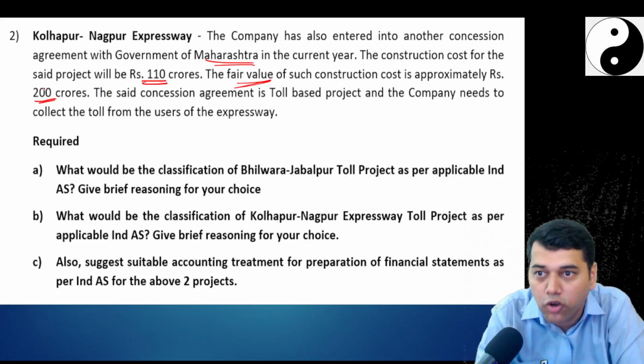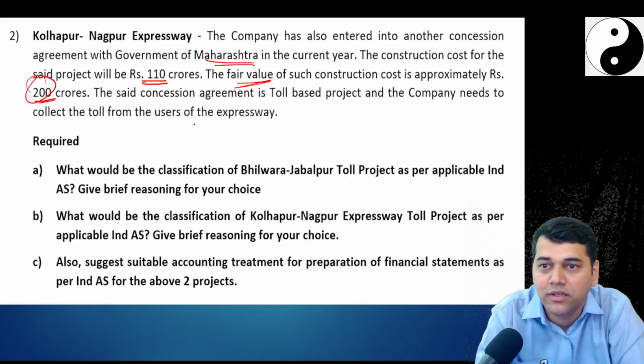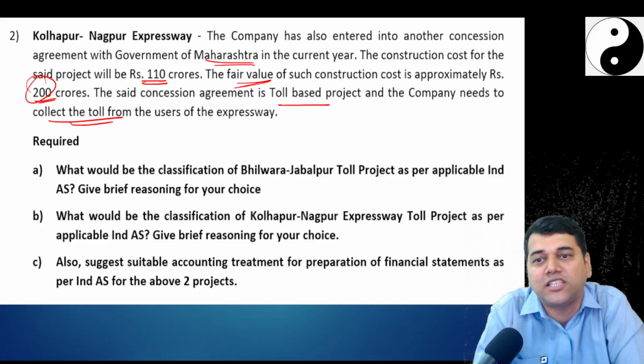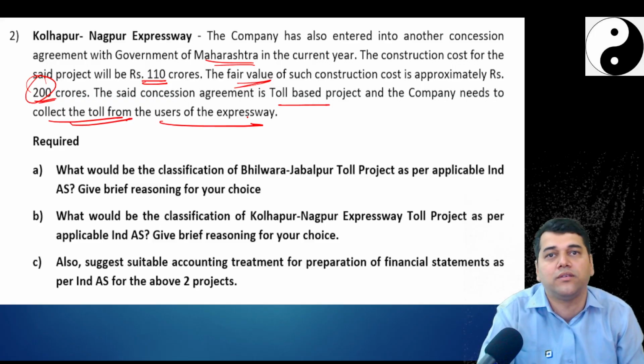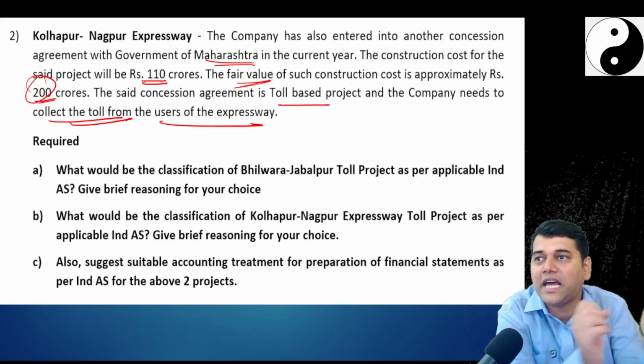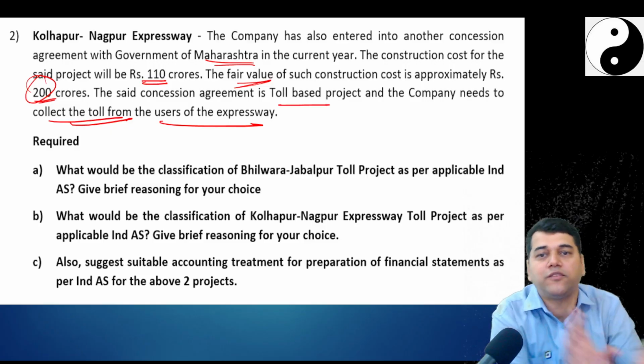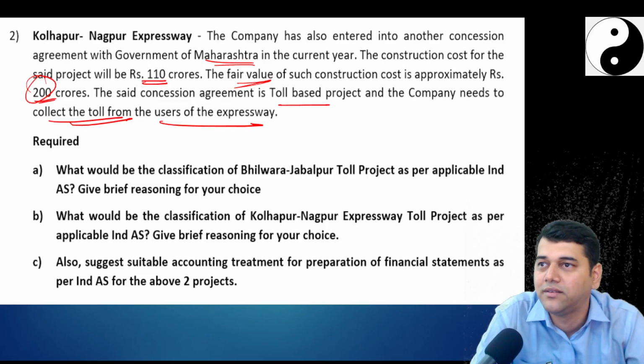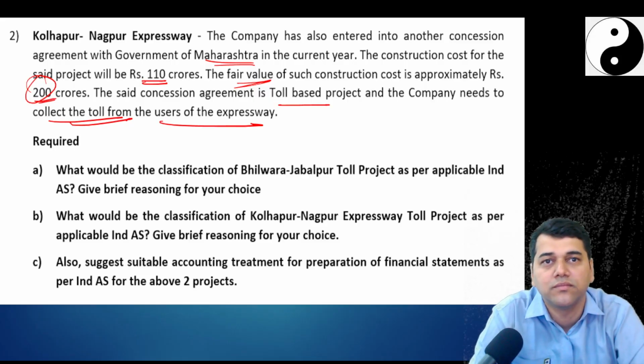Okay, now did the government tell you that they will give you 200? No. The said concession arrangement is a toll based project and you need to collect the toll from the users of the expressway. Entire money you collect, whatever you get, whatever amount you enjoy. So there is no bifurcation.